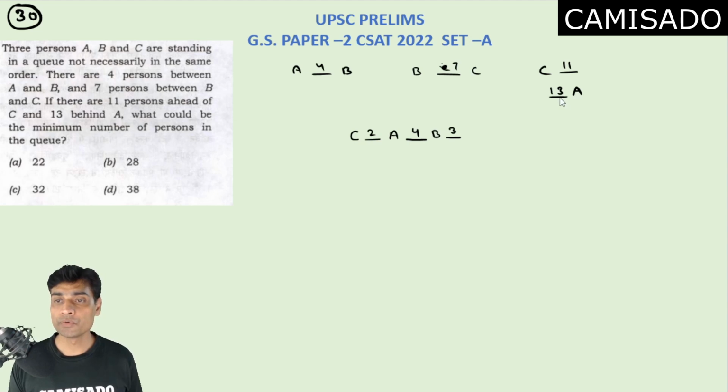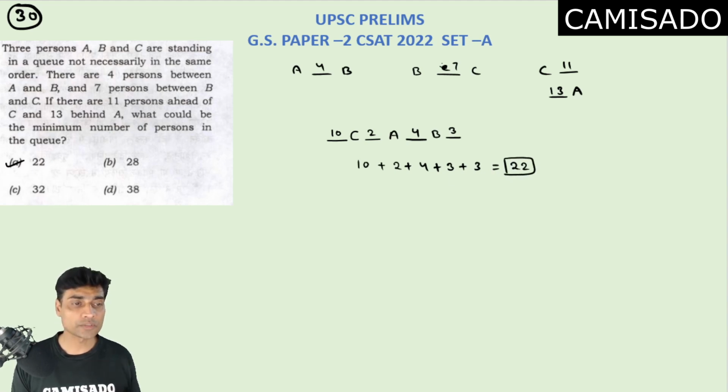And before A there are 13 persons available. So taking C also, 2 plus 1 is 3, and here it will be 10. So overall how many persons are there? It's 10 plus 2 plus 4 plus 3 plus 3. Already A, B, C are there. So finally in the queue we have 22 persons standing. So A is the correct option here.